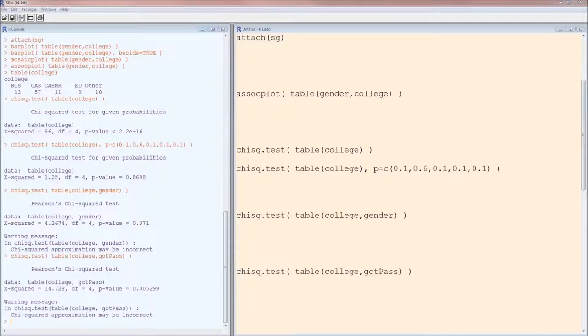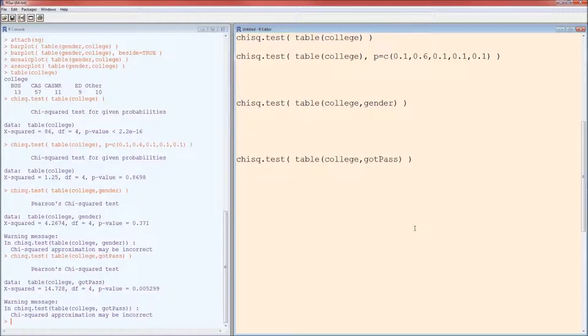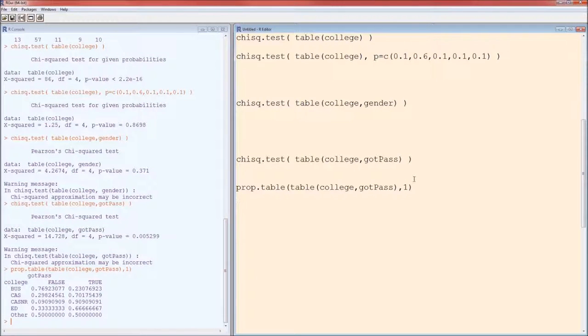Now, I'm not going to tell you the statistical tests. I'll save that for a different course. That'll be the categorical data analysis course. But if we look at the proportions table, control R, we see that business students pass at only a 23% rate, but Kastner students pass at a 91% rate. Education students pass at a 67% rate. CAS students, arts and science students, pass at a 70% rate.